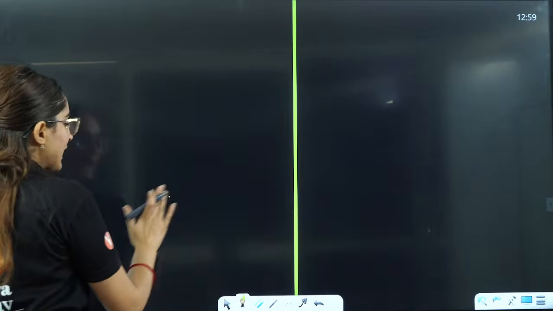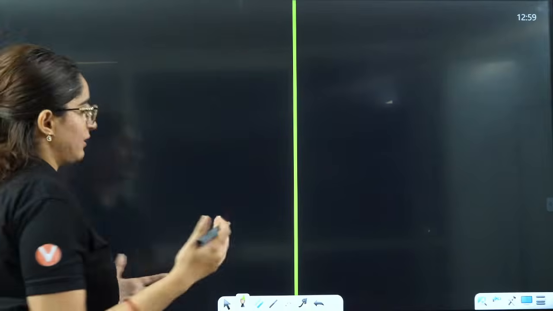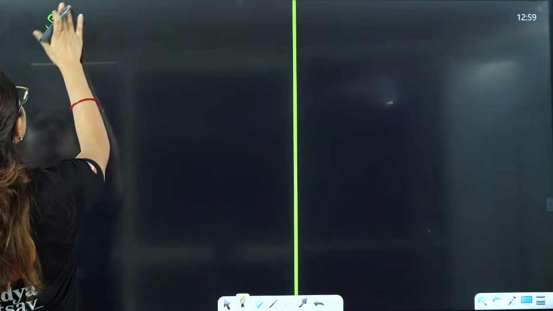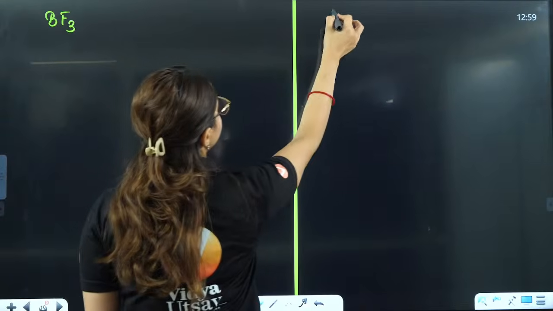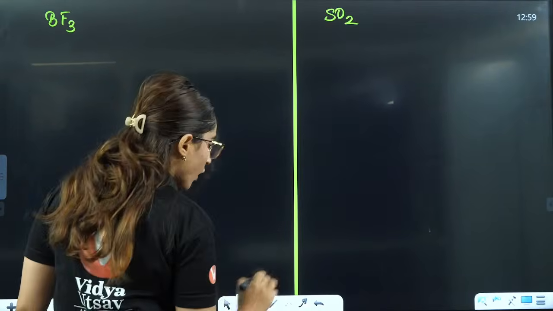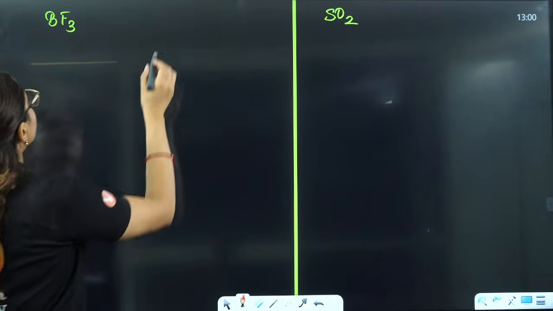Now, I'll tell you something. I don't even calculate it from the formula. I do it in another way. I'll teach you that. So, firstly, we'll talk about BF3. Okay, this is SO2. Firstly, what you do, make a rough structure of it.